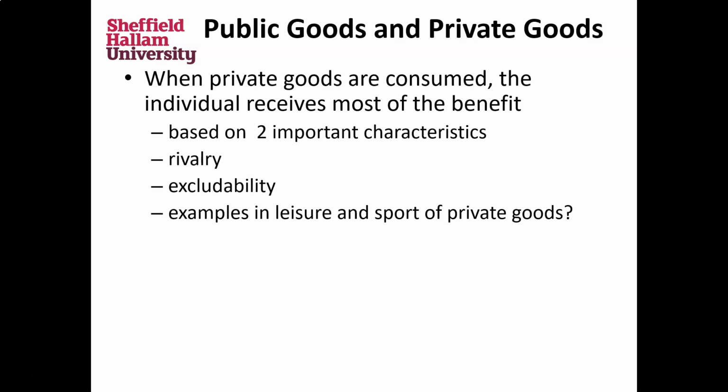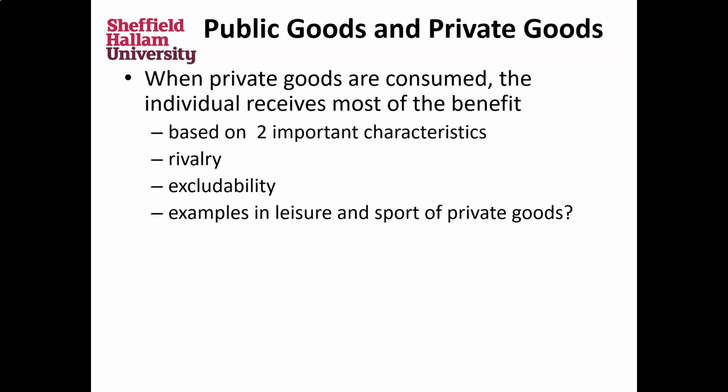So when private goods are consumed, the individual receives most of the benefit. And these are based on two important characteristics, rivalry and excludability. So if I want to buy a cake in a shop window, if I buy that cake, you can't buy it as well. So if I buy it, you can't buy it. That's rivalry. If I eat it, you can't eat it as well. That's excludability.